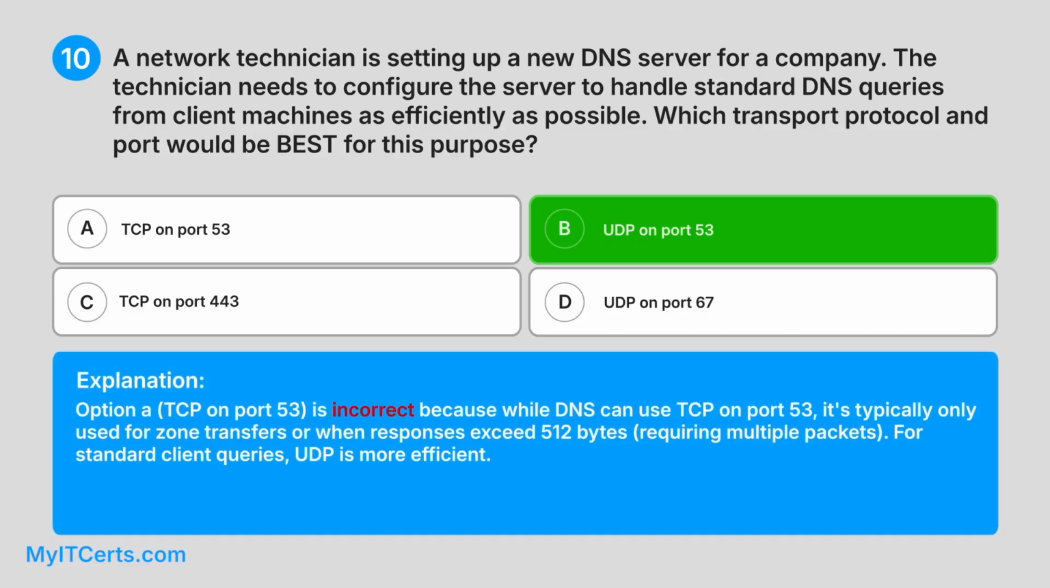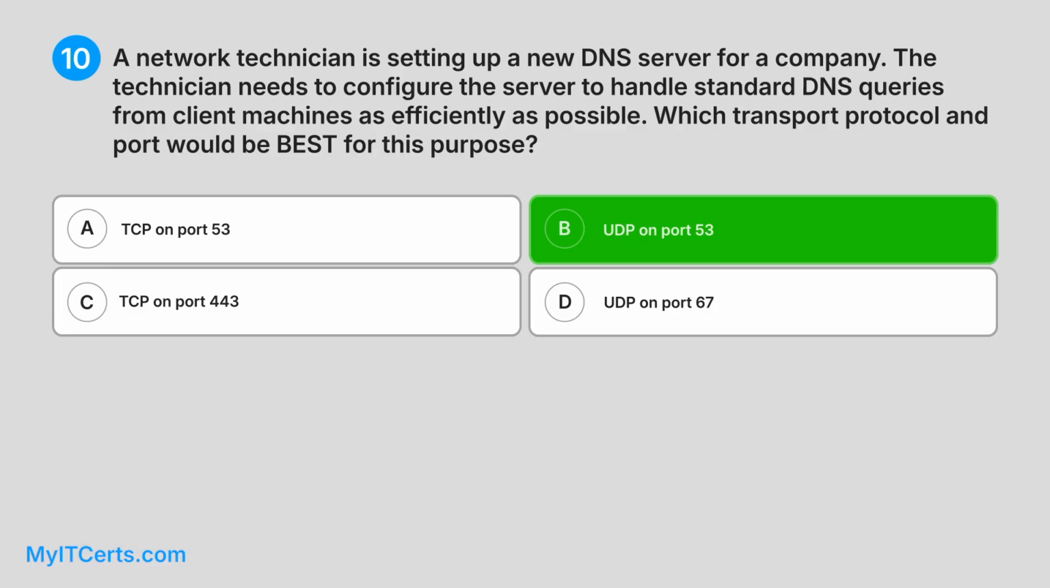Option A is incorrect because while DNS can use TCP on port 53, it's typically only used for zone transfers or when responses exceed 512 bytes, requiring multiple packets. For standard client queries, UDP is more efficient.